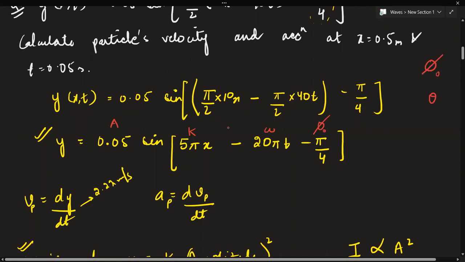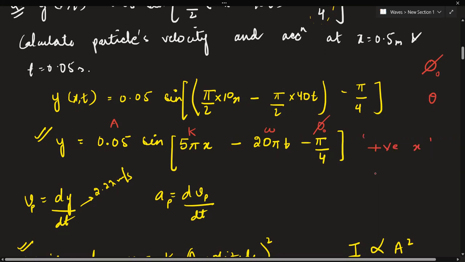Okay, now look at this equation again and tell me, in which direction is this wave moving? Ma'am, the positive. Positive, right. See, kx minus omega t. So this wave is moving in the positive x-axis.